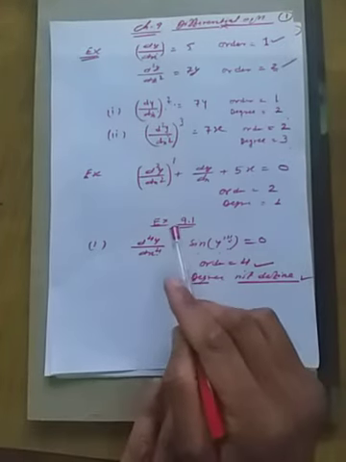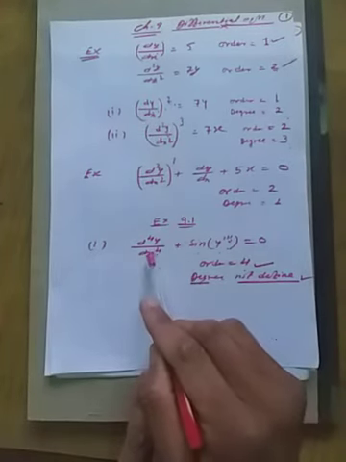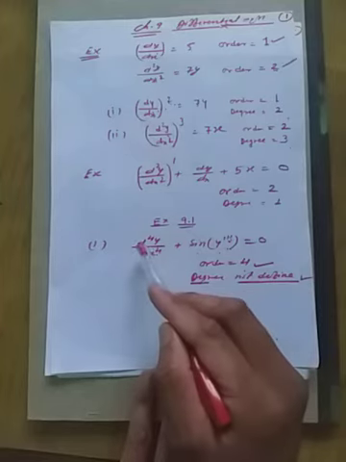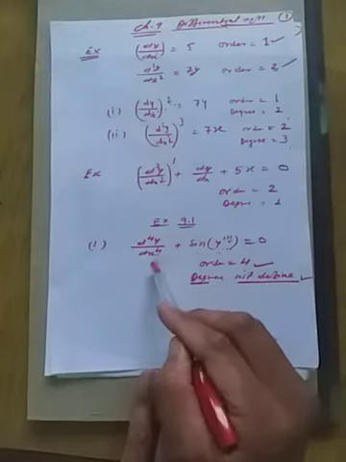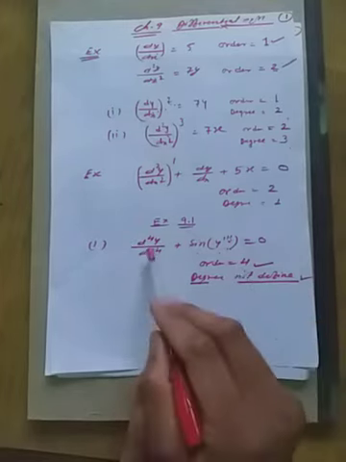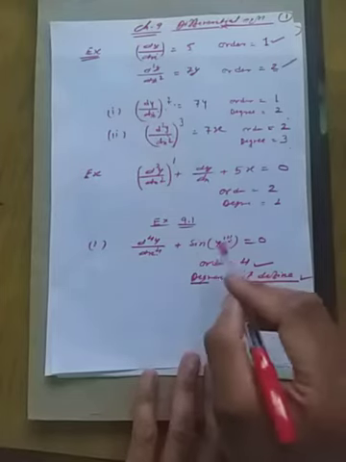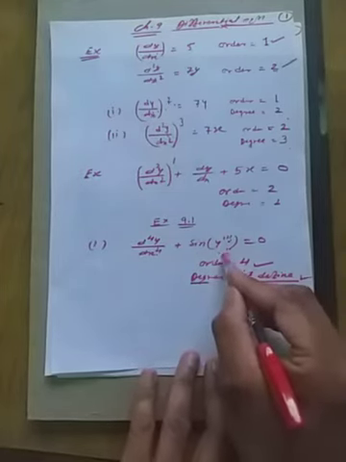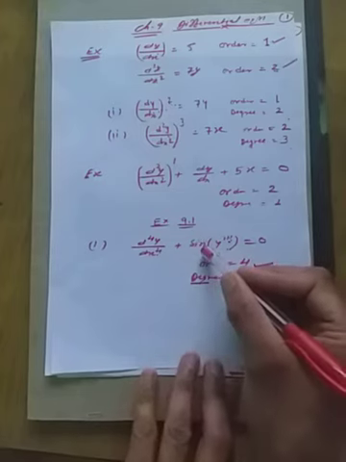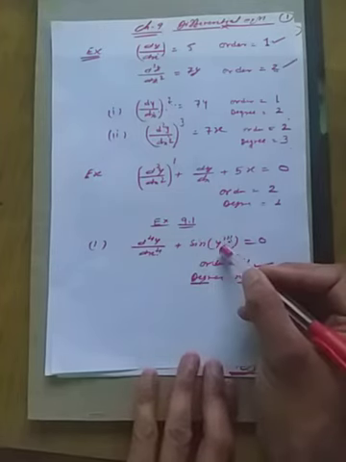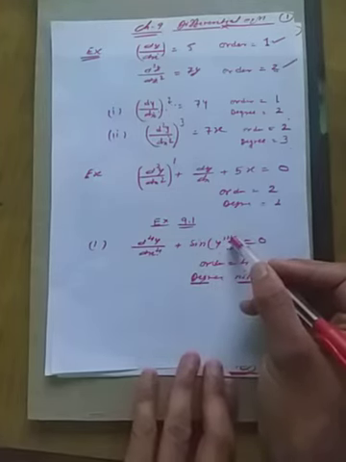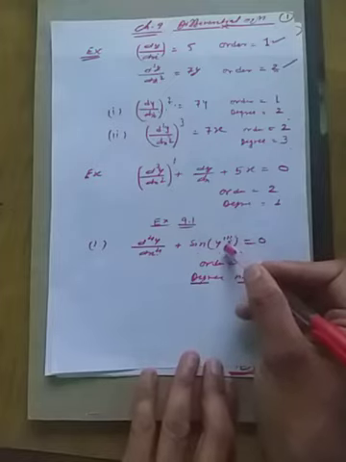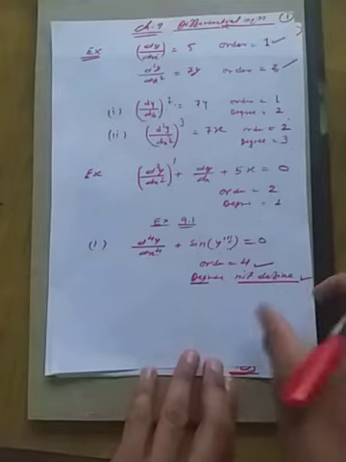Same way, exercise 9.1, its highest order derivative is d to the power 4 upon dx to the power 4, so its order is 4 and degree is not defined because it's not a proper differential equation, since inside a sine function there is y triple dash, meaning d cube y upon dx cube, right?